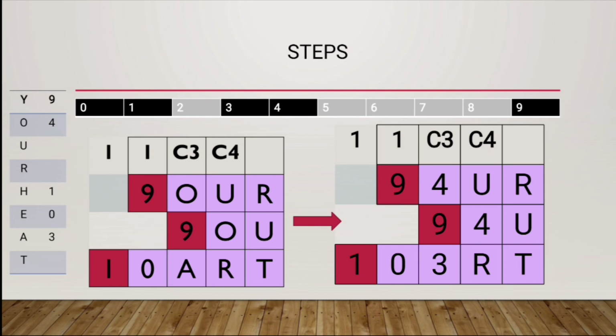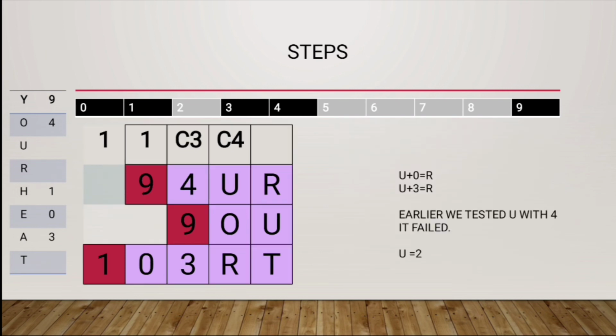See, in the above diagram, the 2 is left out and 5, 6, 7, 8 are left out. Now we are going to find the values for U, R and T. I hope you understand up to this. Now suppose I have the step that U plus O is equal to R. Like earlier we tested with 4, because in the previous steps we put U as 4 and it failed, and we also predicted that U should be less than 4. So I am taking the value less than 4, where we can find that only 2 is left out. So I am assigning a value as 2 here.